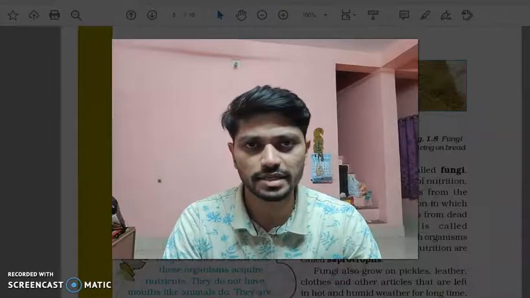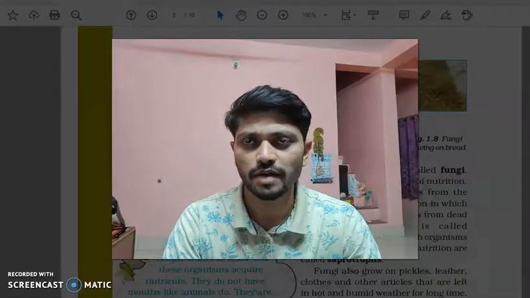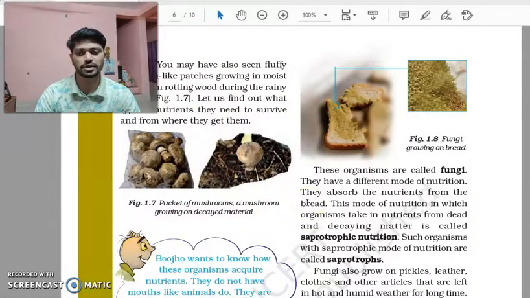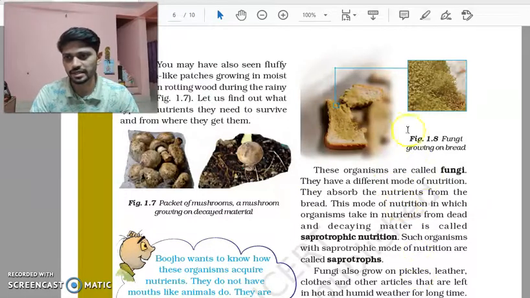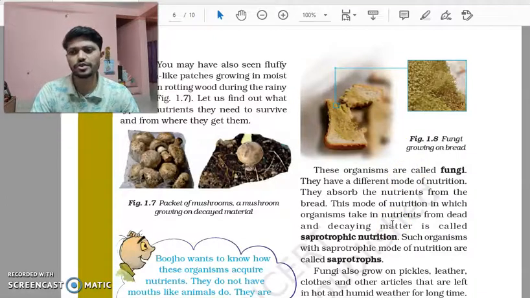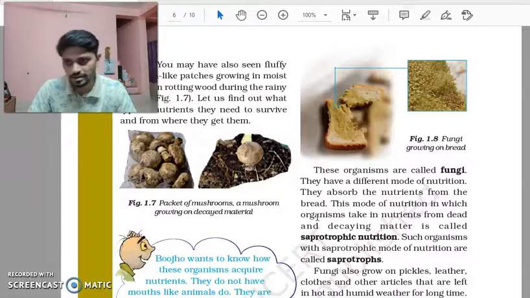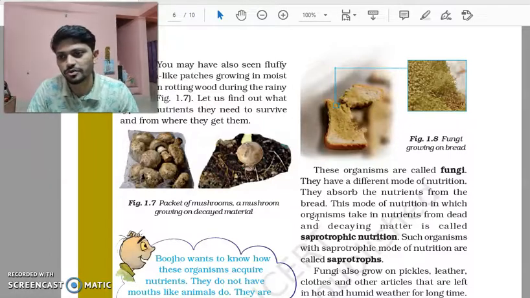A common example would be the fungus that we can see on a bread piece. If we keep the bread piece in the open, we often see a greenish layer over the bread, and these are nothing but fungi. So you can say that the mode of nutrition in which organisms take in nutrients from dead and decaying matter is called saprotrophic nutrition. So again, this is an important fact.